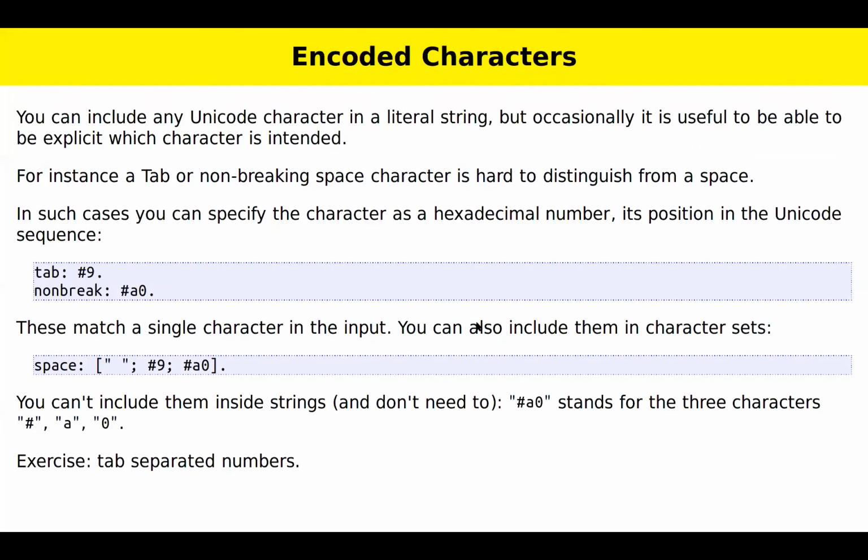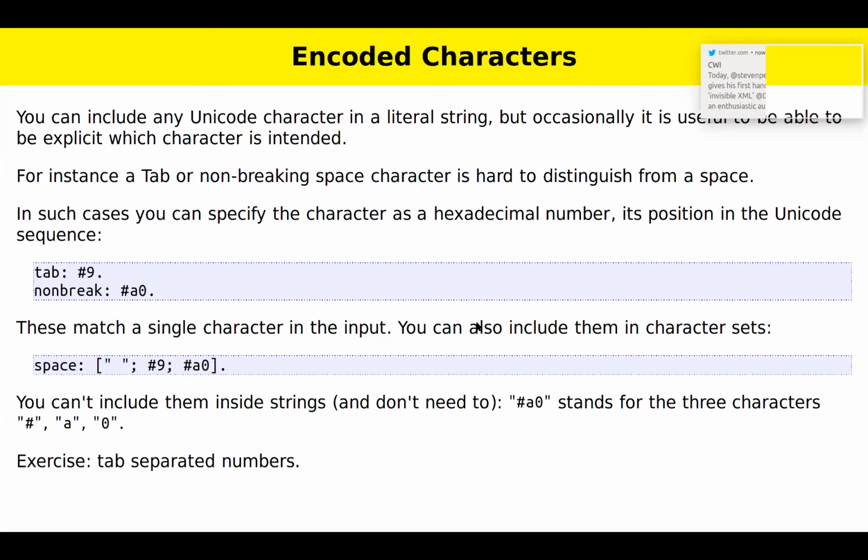You can include any Unicode character in a literal string, but occasionally it's useful to be explicit about which character is intended. For instance, tabs or non-breaking spaces are hard to distinguish from a space visually. In such cases, you can specify the character as a hexadecimal number, which is just its position in the Unicode sequence. So a tab is #9, a non-breaking space is #A0. These match a single character in the input, so you can use them in the same place where you can use a string, but you can also include them in character sets.